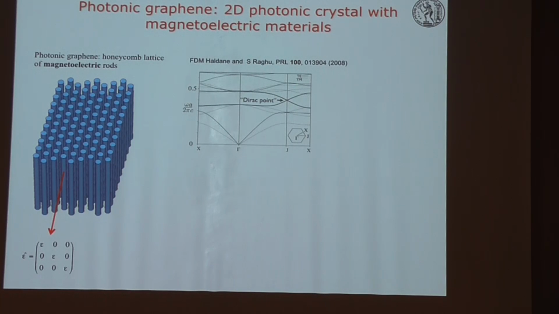introduced by Haldane and Raghu back in 2008. So it was actually a two-dimensional photonic lattice made of magnetoelectric rods. And this is actually a honeycomb lattice, the 2D lattice of graphene. By suitably choosing the parameters of the system, we can have a Dirac point in the frequency band structure of this photonic crystal.